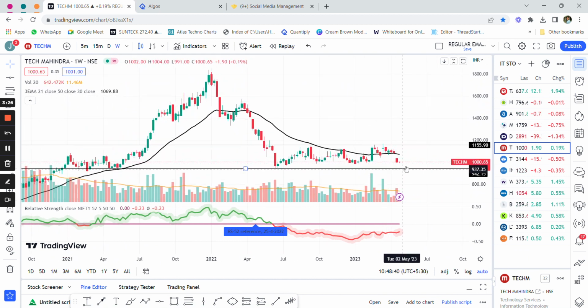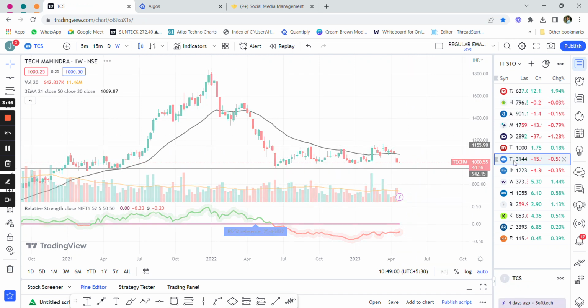Now Tech Mahindra, if you look at the chart of Tech Mahindra, has an important support at around 937 rupees, and 1150 rupees has to be a resistance here. So the stock is stuck in a very tight range, and the trend can emerge above this level or below this level. Particularly, I would say this is in a no trading zone, and wait for a breakout or a breakdown to happen before you enter into this particular stock.